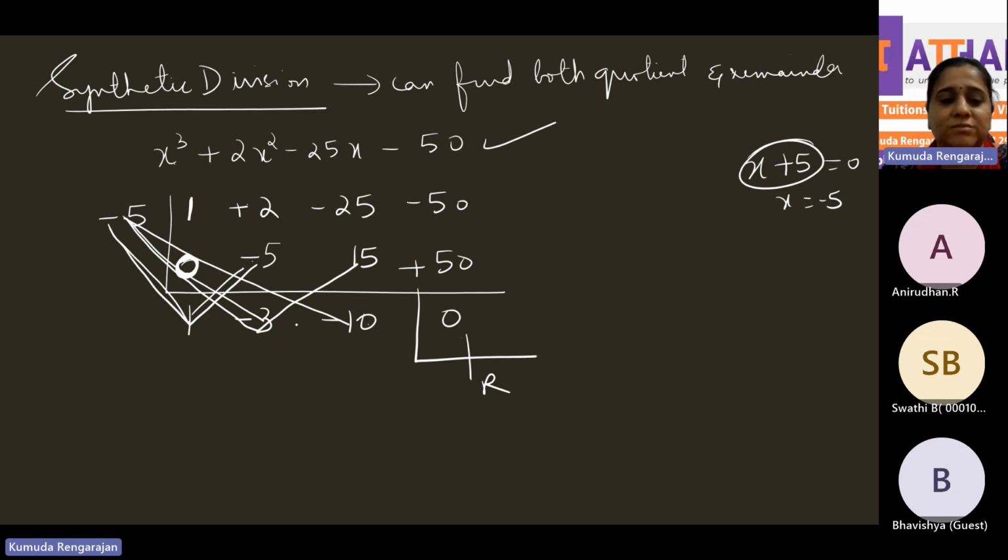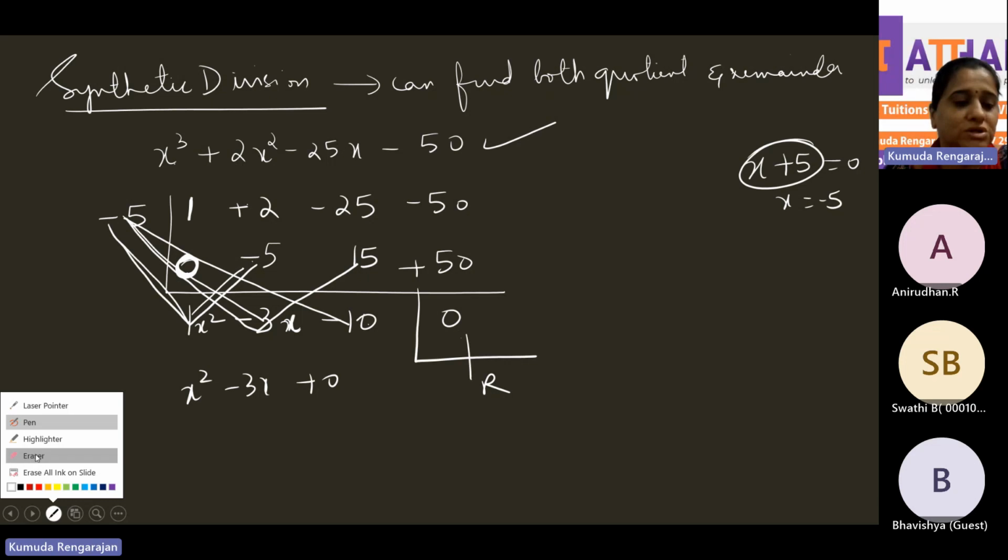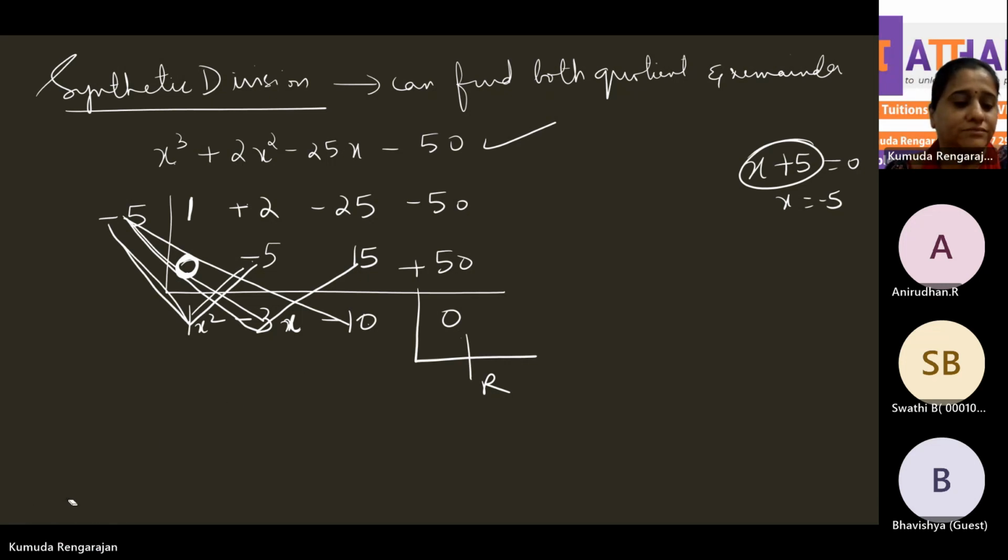See, this is the constant term. This is the x term. This is the x square term. So x square minus 3x minus 10 is the quotient.